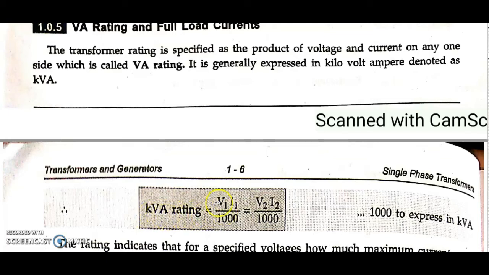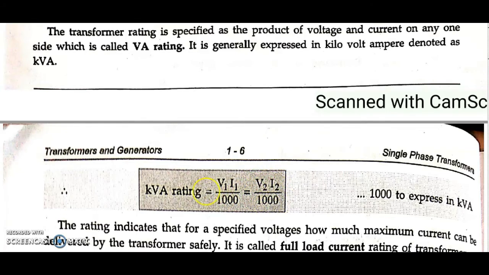Anyhow, it is in terms of voltage and current. If you want to convert VA into kVA, what do you have to do? You have to divide by 1000. Yes or not? That's what they have done here. kVA rating is equal to V1 into I1 by 1000 with respect to primary. If I want to calculate the kVA rating in the secondary, obviously you multiply V2 and I2 and again divide by 1000.